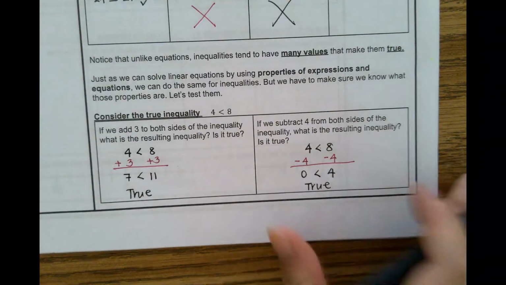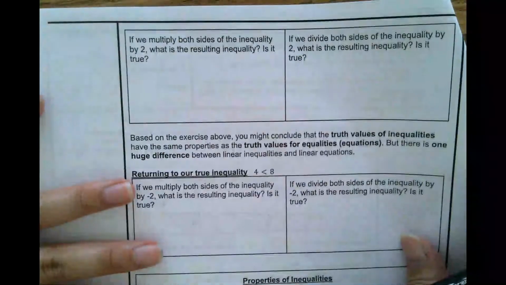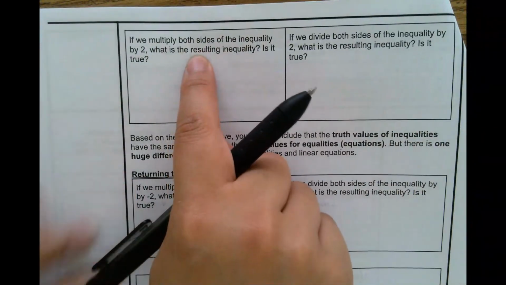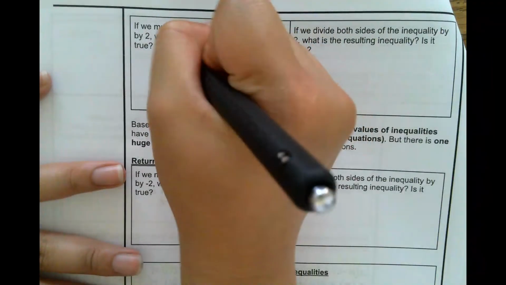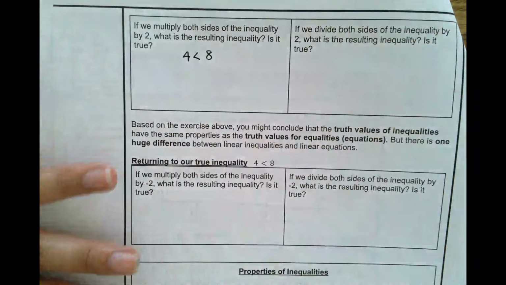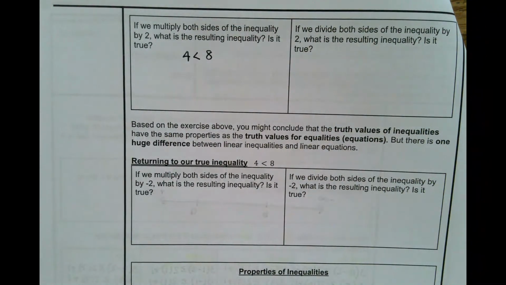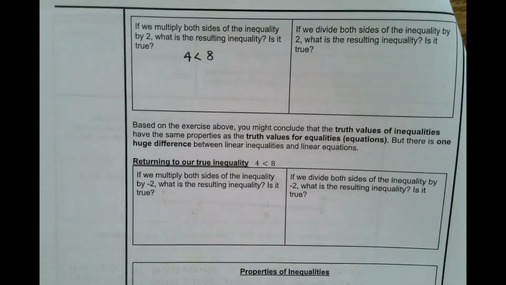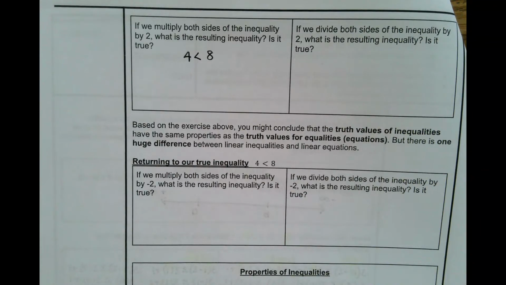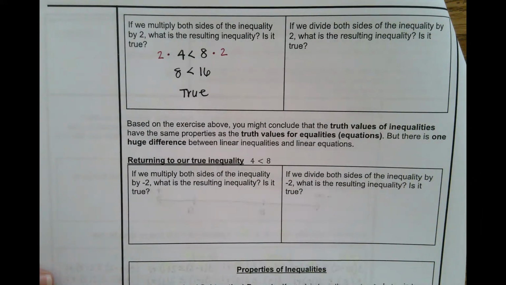Okay? So let's try another one. Okay. So can you try this one on your own? With 4 less than 8, this time I want you to multiply both sides of the inequality by 2. I want to know what the resulting inequality is. Is it true? Okay, you should have gotten 8 less than 16, and that is true.